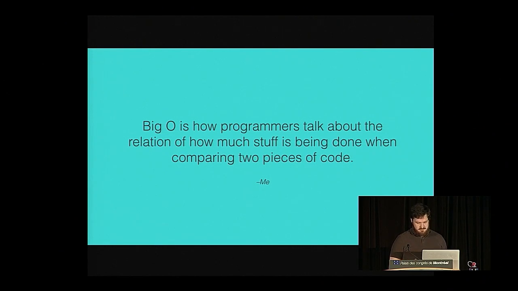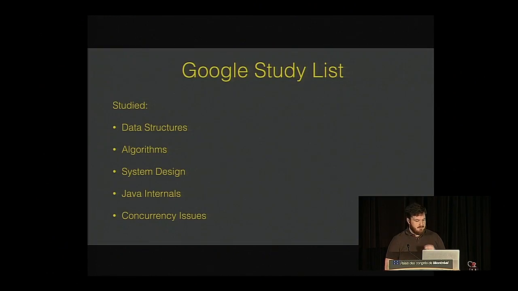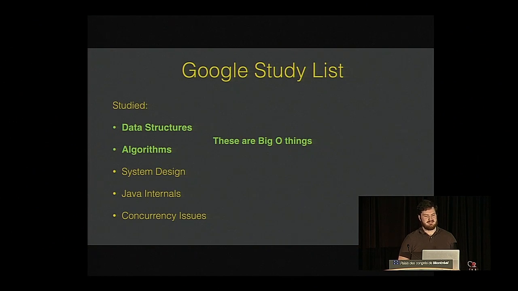So in prepping for this interview, there was a study list I had. I needed to know data structures and algorithms and system design and Java stuff and concurrency stuff. And you'll notice that big O is not on this list. These are the big O items. No one sits you down in your interview and says, here's a function. What is the big O notation of this function? It's kind of assumed knowledge for these topics. And this is how you express your knowledge in those topics.